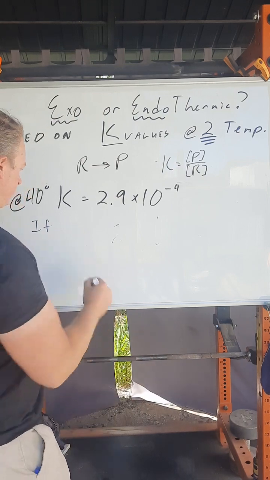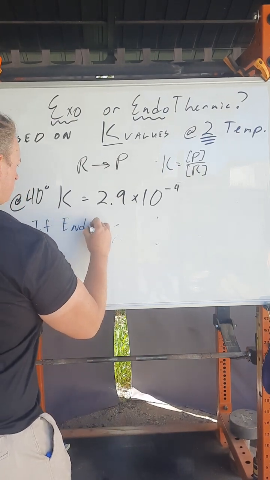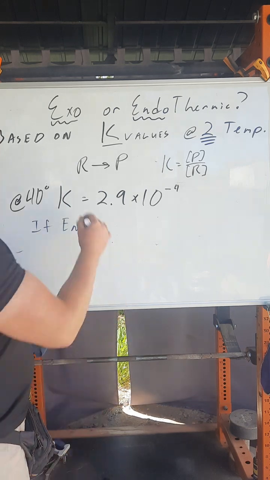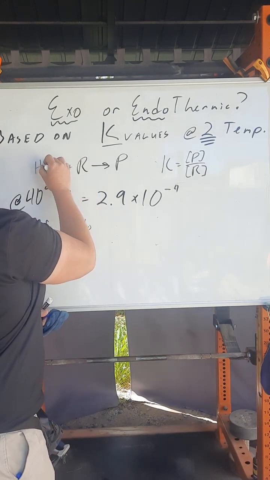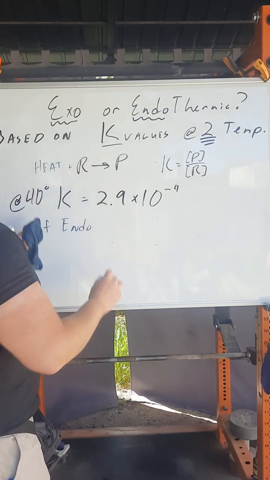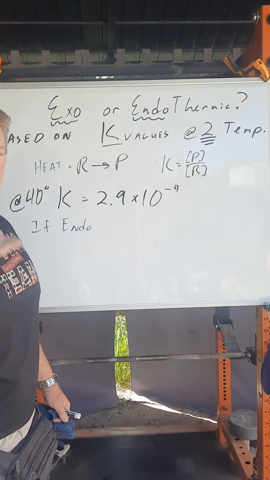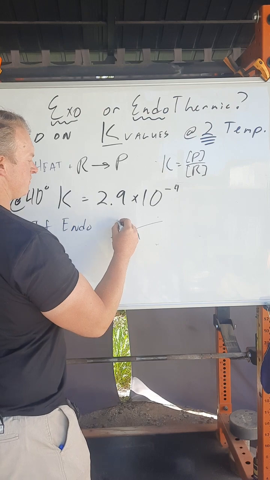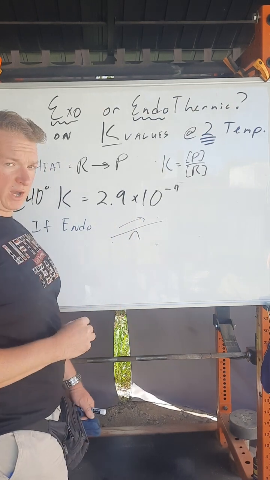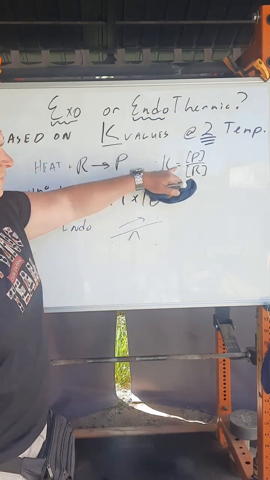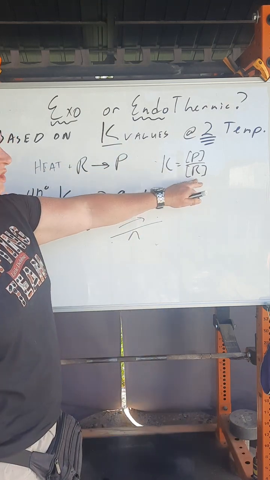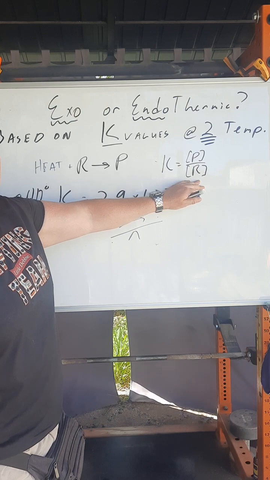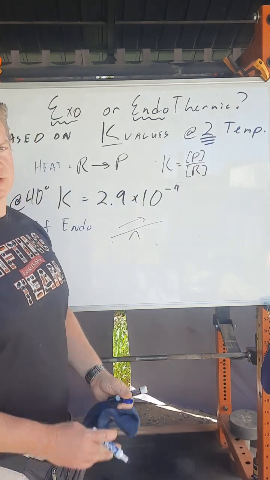If it is endothermic, that means that heat is a reactant. An increase of temperature from 40 to 60 degrees would result in an equilibrium shift of more products being produced. If the numerator gets larger, the capital K value should get larger. And that is not what we saw from the data set.